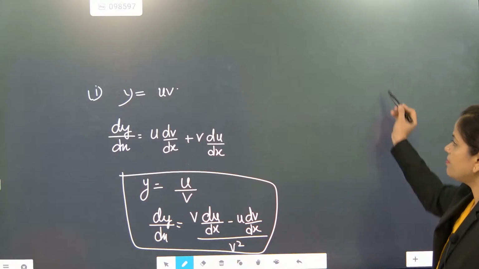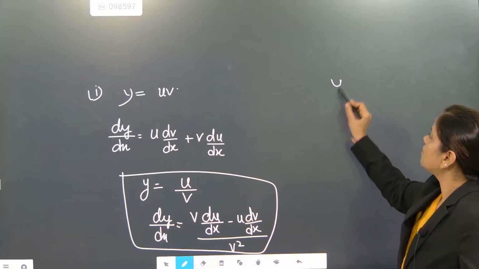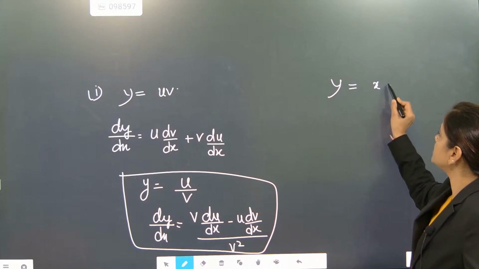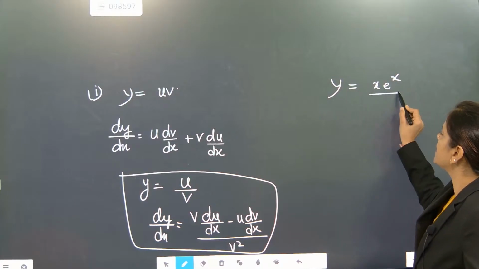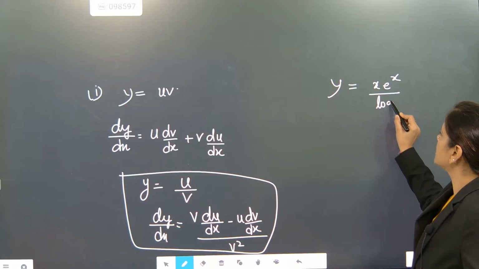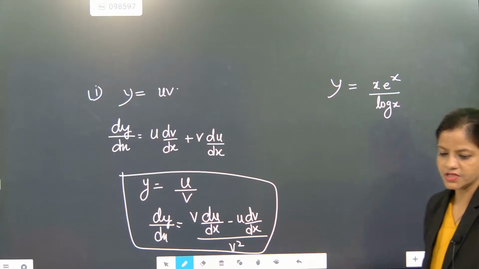Now here, if somebody gives you this question, y is equal to x e to the power x by log x, how are you going to differentiate it?